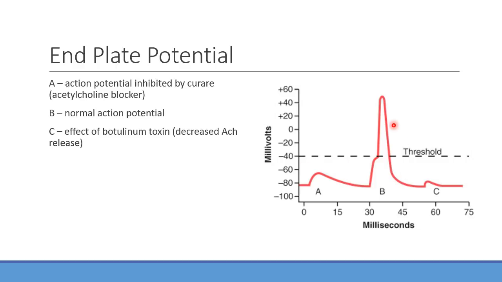But imagine you have a normal action potential occurring here in B. Notice you have to have that certain threshold before the depolarization occurs. If I block the channel, you may have a little bit of a rise in potential here, but not enough to actually cause that threshold to be met. No action potential occurs here. Another situation could arise though, where maybe you're blocking acetylcholine from being released in the first place.